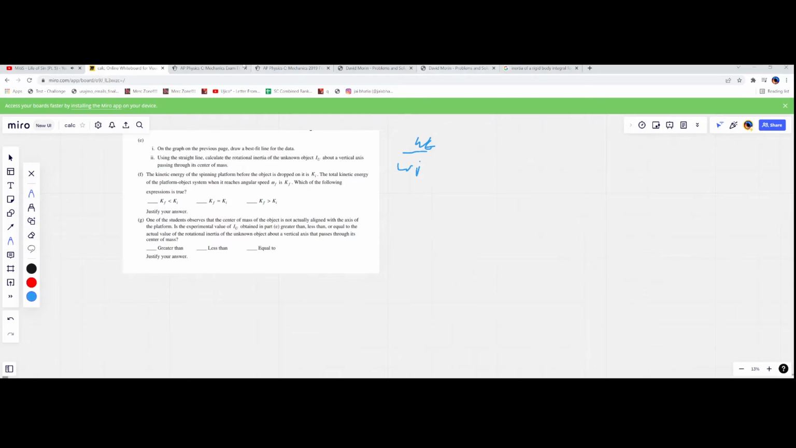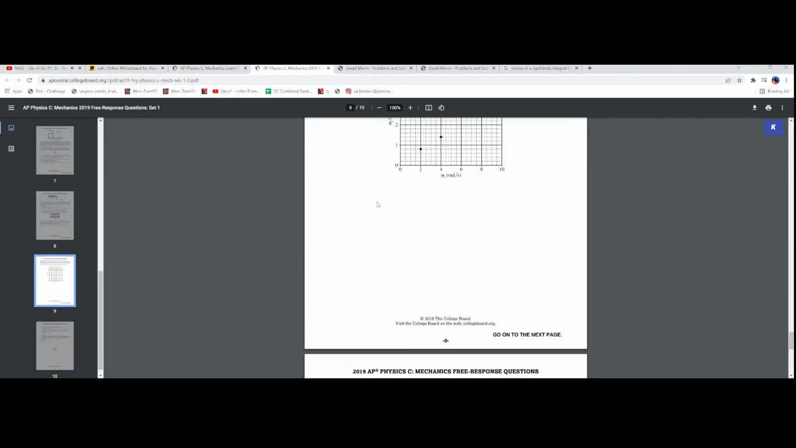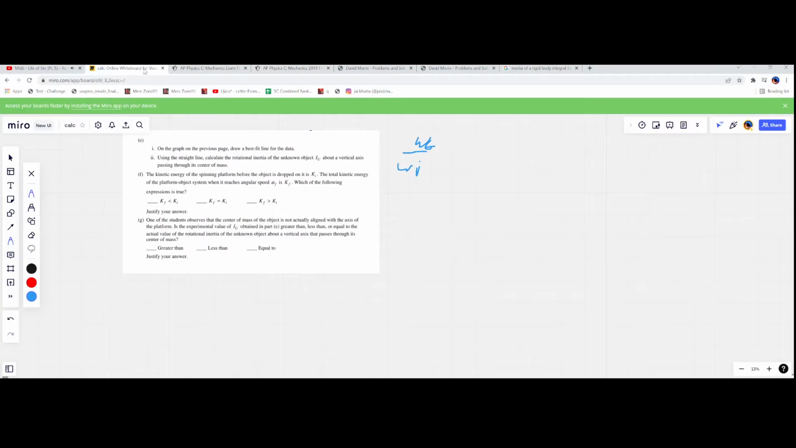What are the axes? Okay, so it is WI. Good. So we have this ratio. We know that IP WI is equal to IP plus IU, times WF.